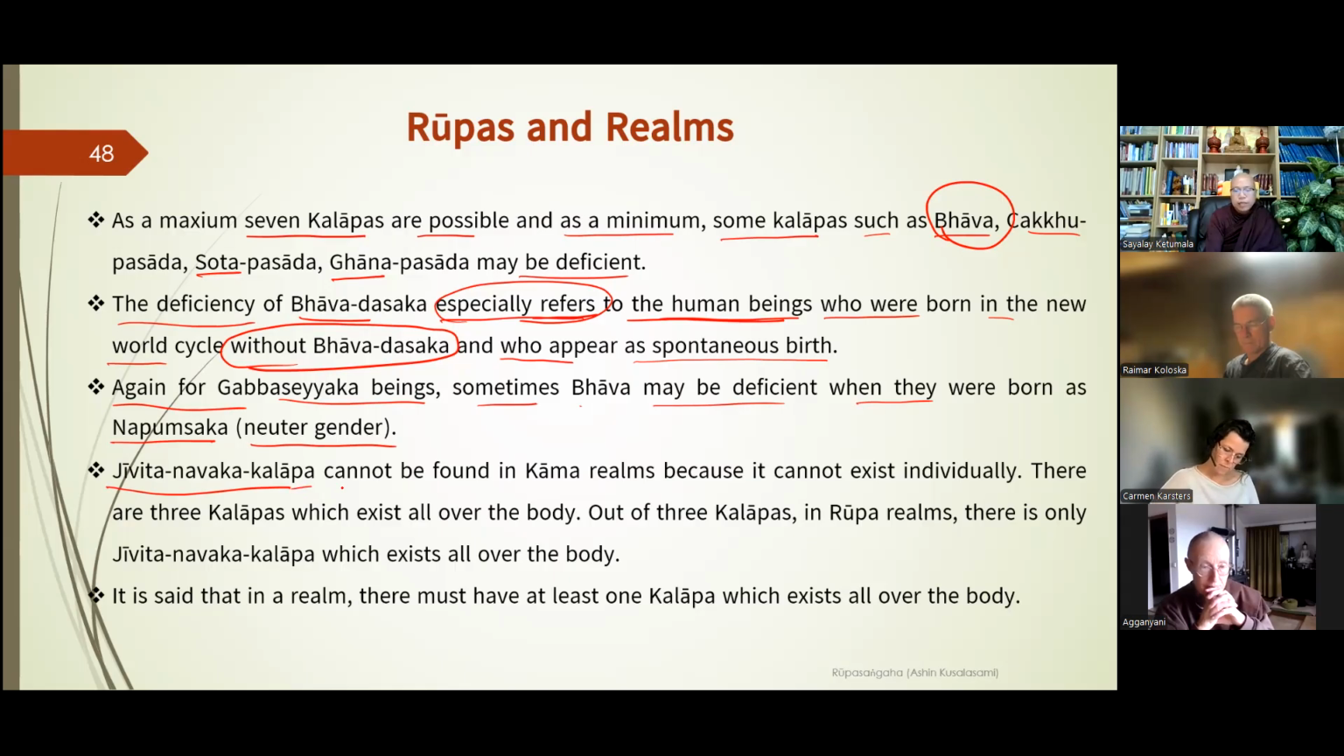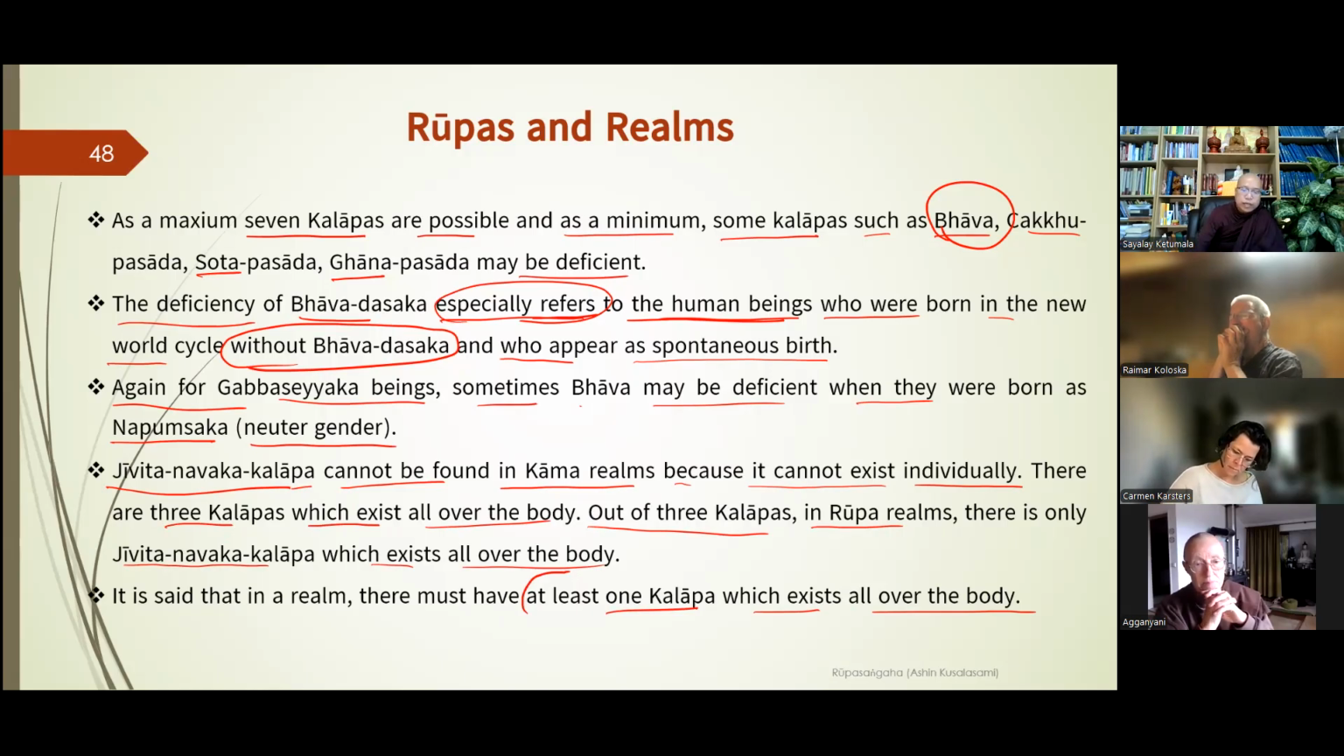Jivita Navaka Kalapa cannot be found in Karma realms individually. There are three Kalapas which exist all over the body: Kaya, Bhava, and Utu. So at the moment of Bodhisanti, out of three Kalapas in Rupa realms, there is only Jivita Navaka Kalapa, which exists all over the body. It is said that in any realm, there must be at least one Kalapa which exists all over the body. So that is a remark for the Rupa realms. I hope you got it. Any question?